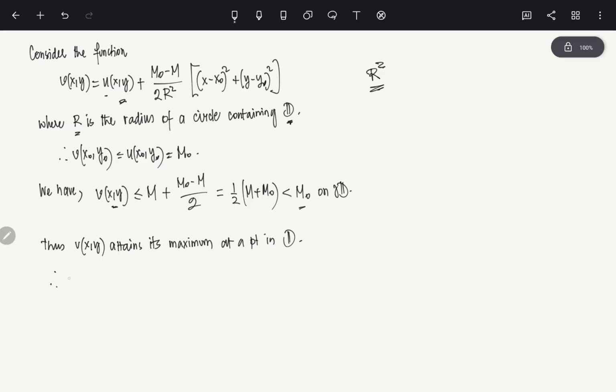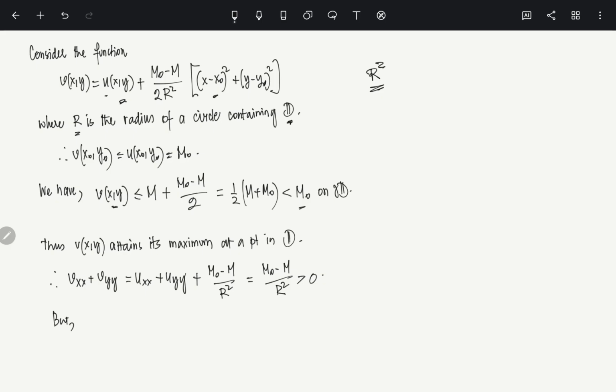Therefore, by definition, v_xx plus v_yy is going to be u_xx plus u_yy, via linearity, plus the derivative of this particular term. If you can calculate it, please do it yourself. You can show that this is equal to (m naught minus m) by r squared, which is positive. But v attains its maximum in D, so v_xx should be less than or equal to 0 and v_yy should be less than or equal to 0, which implies v_xx plus v_yy should be less than or equal to 0. That's a contradiction.